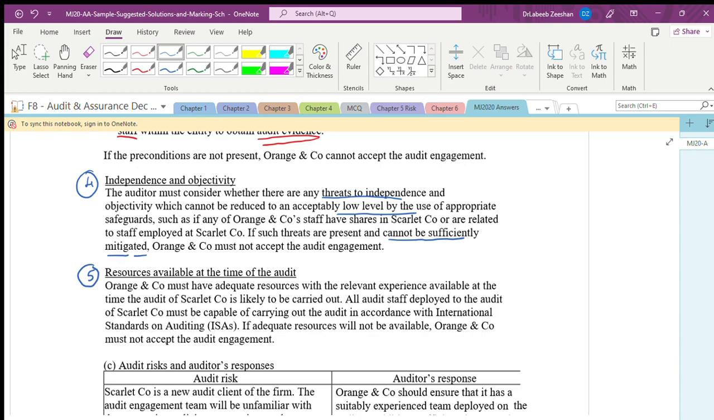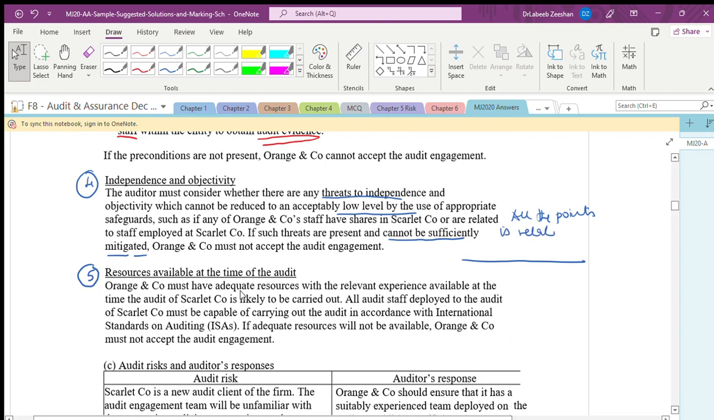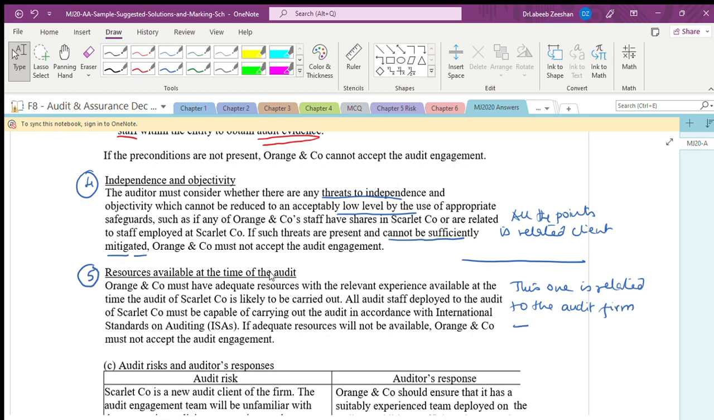Now, what happened? That's the amazing thing. It is not on all 4 points. All 4 points are related to what? They are related to the client. This one is related to what? It is related to the audit firm. Now you are accepting the offer.